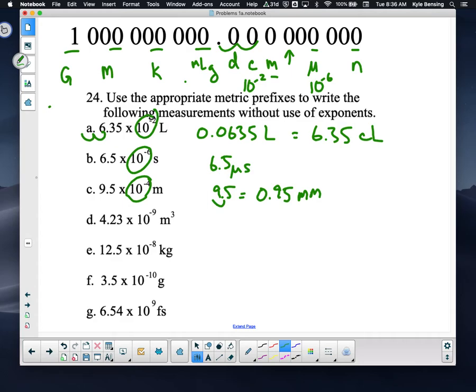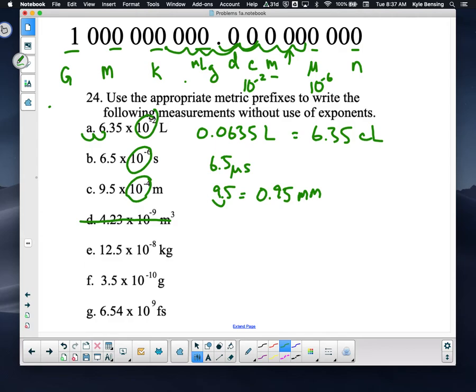Times 10 to the negative 9th. Oh, we're not doing this one. That's D. It says in the rules not to do that one. Here's 12.5 times 10 to the negative 8th. Now, negative 8 means that we are starting at kilo here, and we're going to jump 1, 2, 3, 4, 5, 6, 7, 8 places, and that puts us over in micro.